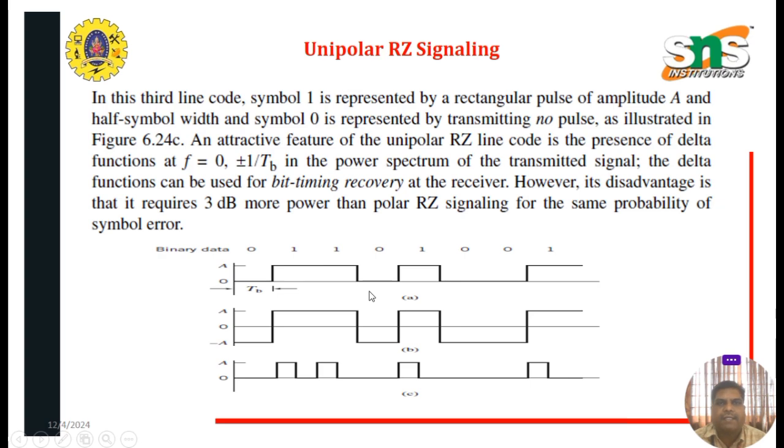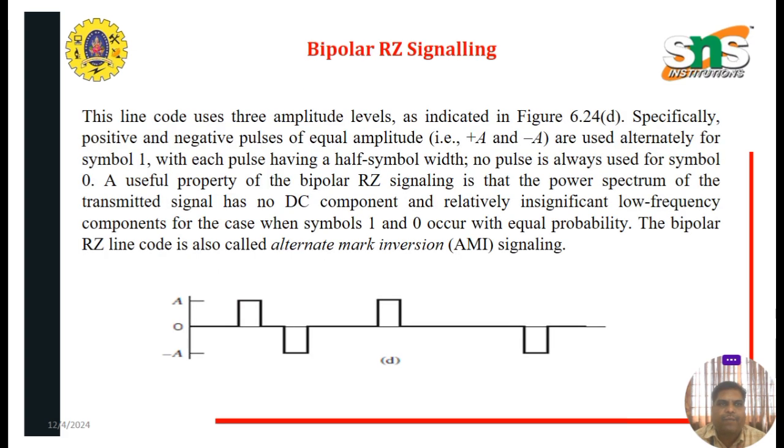The attractive feature of this unipolar RZ line code is the presence of delta functions in the power spectrum of the transmitted signal. The delta functions can be used for bit timing recovery at the receiver. However, its disadvantage is that it requires 3 dB more power than polar RZ signaling for the same probability of symbol error. The next method is bipolar RZ signaling.